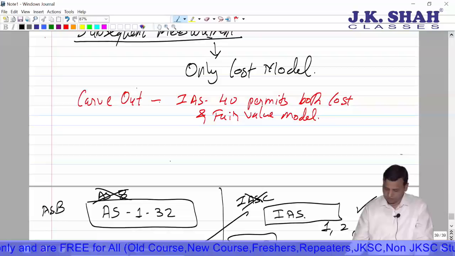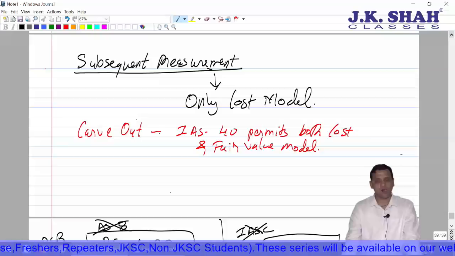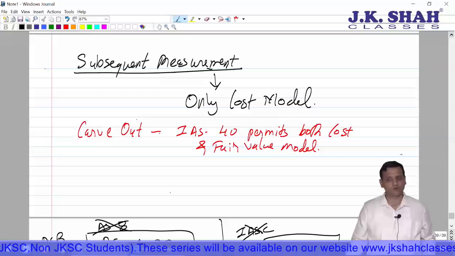So we were on subsequent measurement. Subsequent measurement only at cost. Can you give me examples of investment properties? What are the examples of investment property? Come on, recall. What are the examples for investment property?